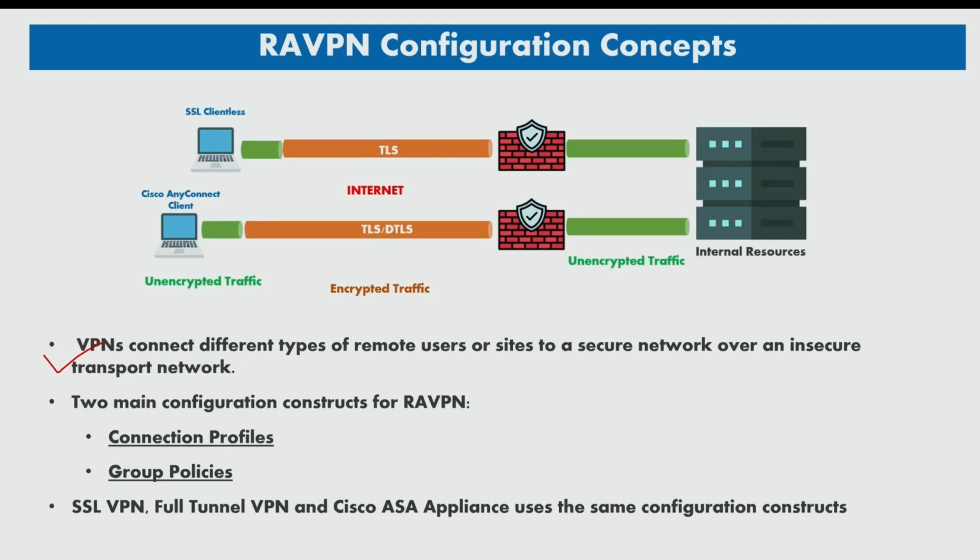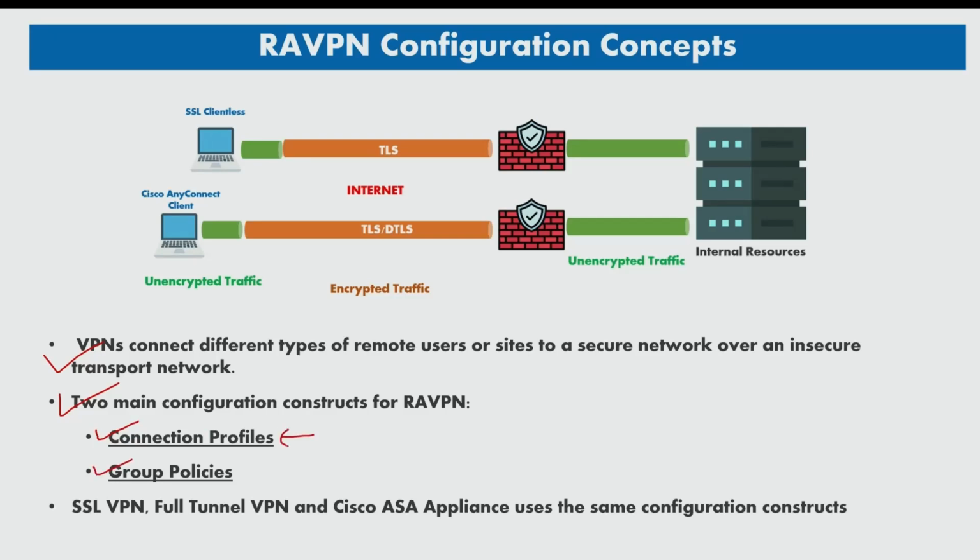Now, when configuring the VPN policy, the Cisco ASA appliance and Cisco Firepower Next Gen Firewall use a separation of access methods and policies to provide flexibility and scalability. There are actually two main configuration constructs that you have to be aware of, right? First is the connection profile and the group policy.